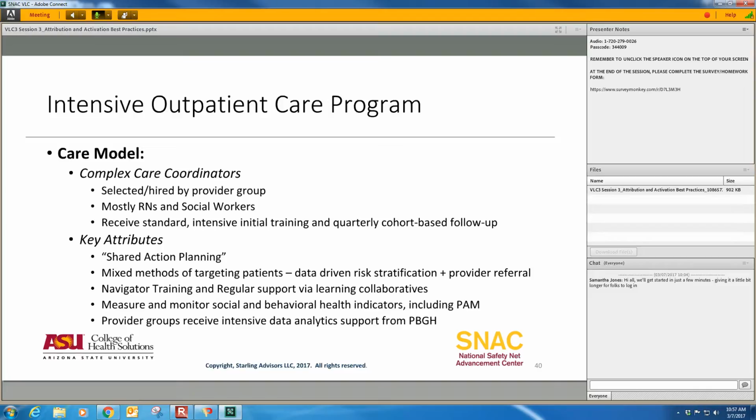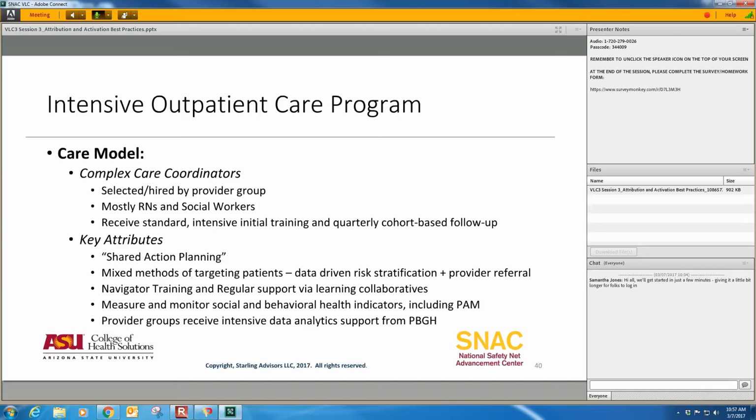And so what they identified as a way to mitigate that challenge was the support of a cohort, and bringing that cohort back together regularly rather than just an initial training, but having a really formal structure that led some support and that helped them retain complex care managers over time. Some other key attributes to the model, we'll talk a little bit in the next slide, but shared action planning with the patients, mixed methods of enrolling patients in the program.